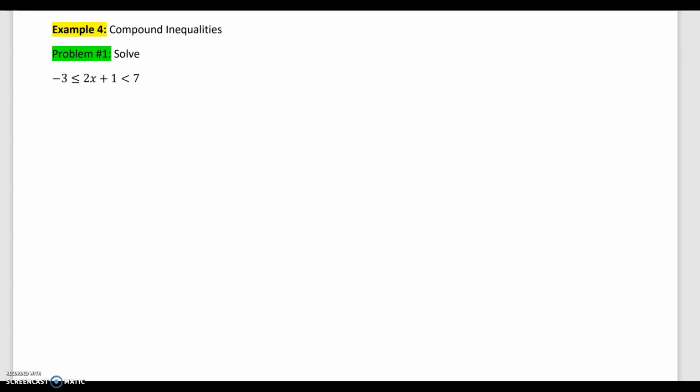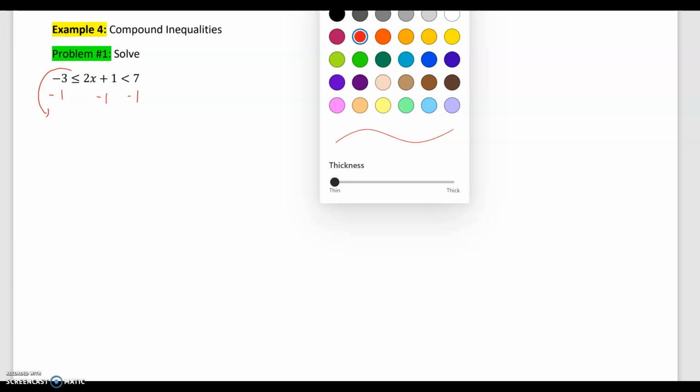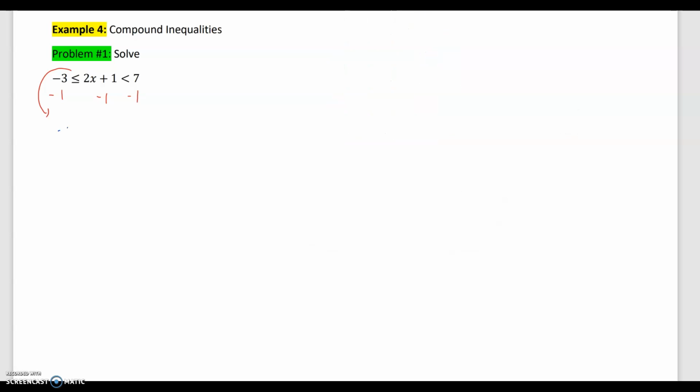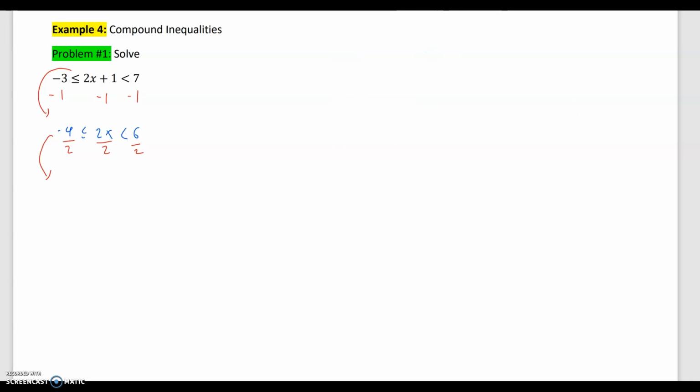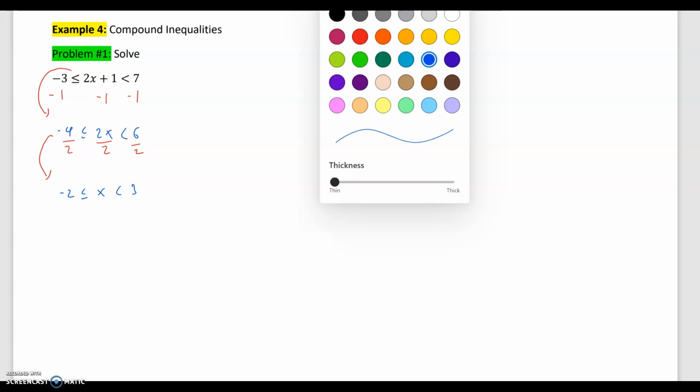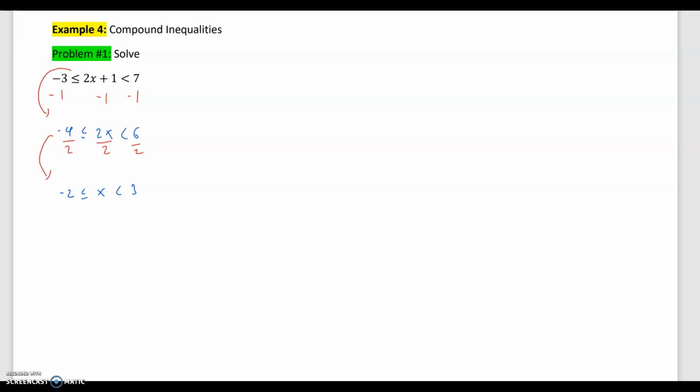So for example, to isolate the 2x, we would subtract 1, but you have to subtract 1 from all parts of the inequality. So after subtracting 1, we would end up with negative 4 less than or equal to 2x less than 6. And then we would divide by 2, divide by 2, divide by 2. And then at this point, we would end up with negative 2 less than or equal to x and less than 3.